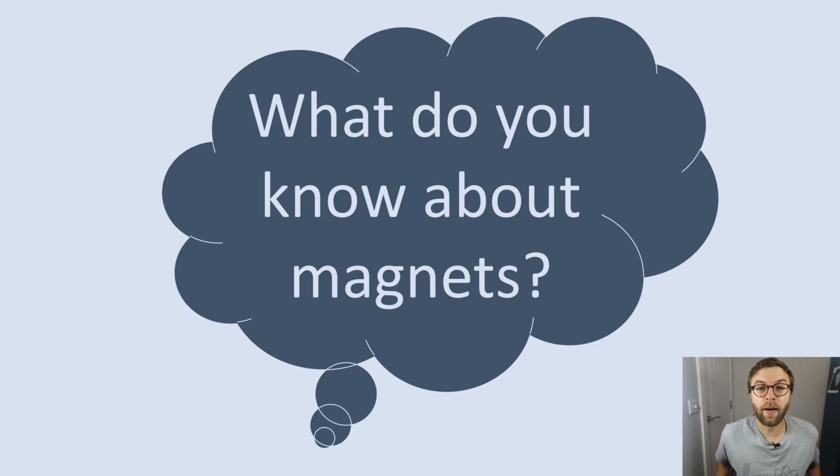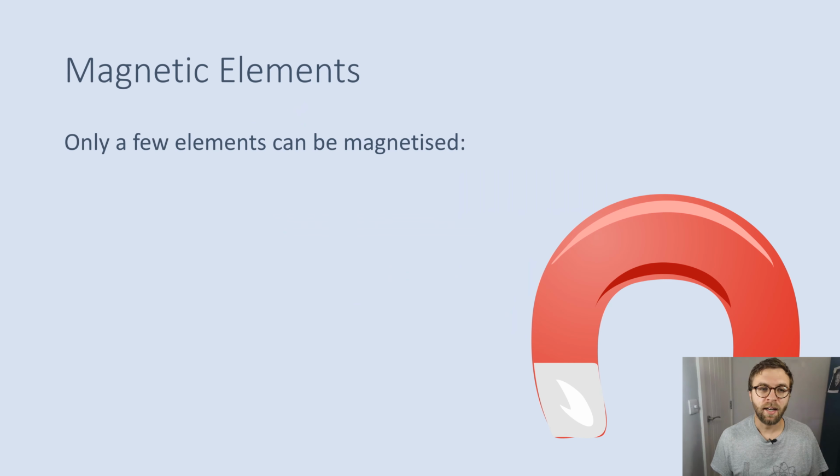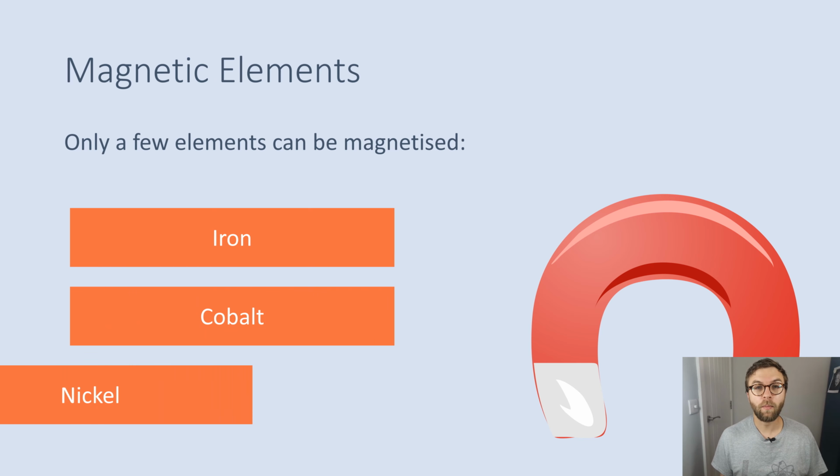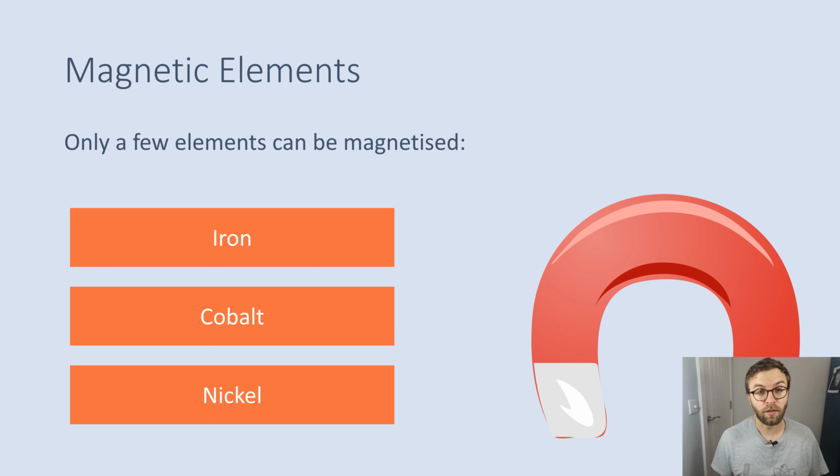Now, what do you know about magnets? It's quite hard to get your feedback, but one of the things you might know about magnets is that not all metals are magnetic, which is what a lot of people think. In fact, only a few elements can be magnetized, and those elements are iron, cobalt, and nickel. So they're the 3 elements that you need to know.